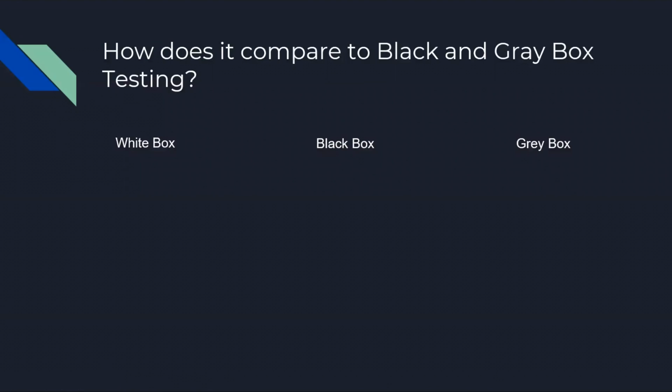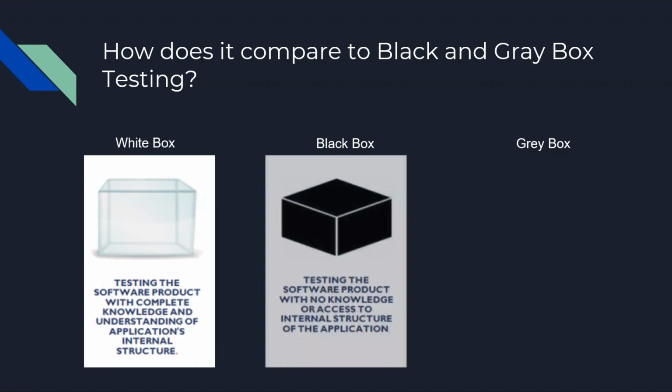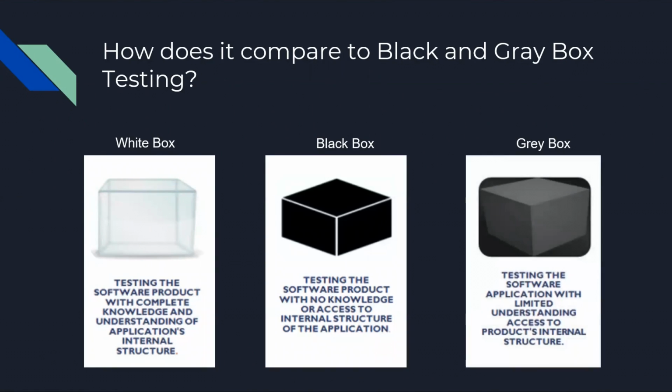So, how does white box testing compare to black and gray box testing? Well, white box testing is, as we've discussed throughout this presentation, testing the software product with complete knowledge and understanding of the application's internal structure. Again, there's that key word, the internal structure. While black box, as you can guess, is the complete opposite. It's testing the software product with no knowledge or access to the internal structure of that application. While gray box is a mixture of the two, testing the software application with limited understanding and access to the product's internal structure.